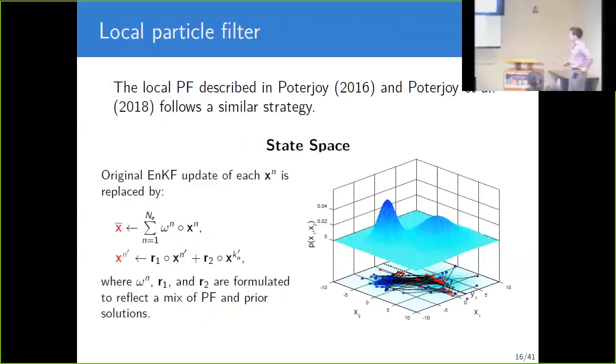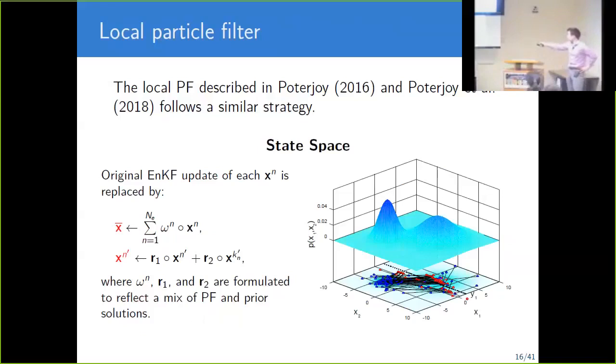Now, for state space, it's going to look a bit different. I'm going to take the original EnKF update equations, which I showed, and replace them with these sets of equations right here. The first one updates the mean. The second one updates the perturbations about the mean. This update equation for the mean is just a weighted sum of your prior particles, and these weights are vectors of the same size as X_n. This is a Schur product right here.